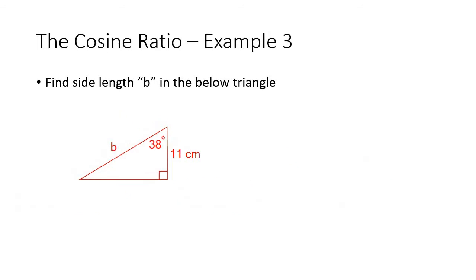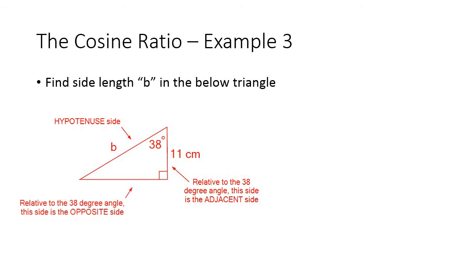Example 3, find side length B in the below triangle. So we have B is this hypotenuse side. Relative to the 38-degree angle, this side length of 11 centimeters is the adjacent side. And our third side, relative to the 38-degree angle, is the opposite side. So because we're dealing with the adjacent side and the hypotenuse side relative to 38 degrees, we're going to use the cosine ratio.